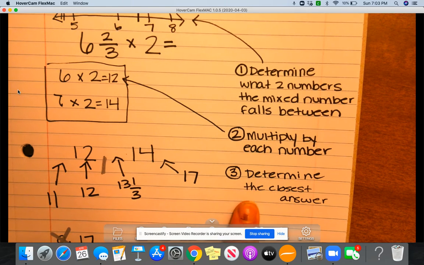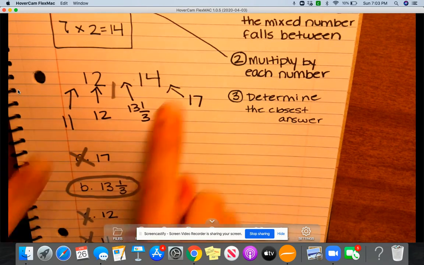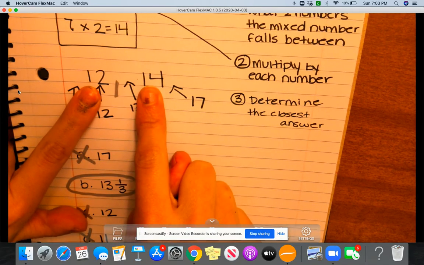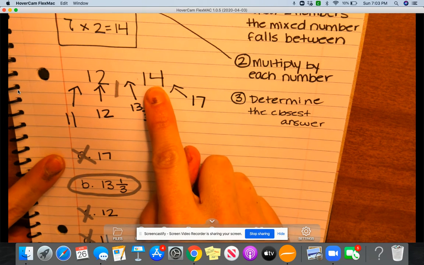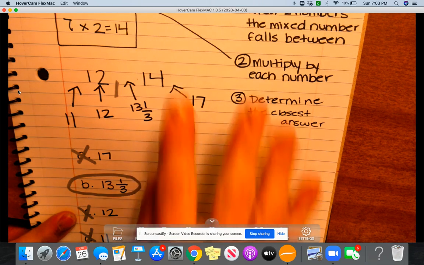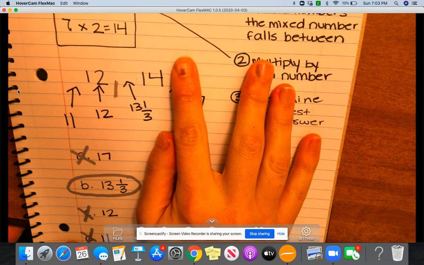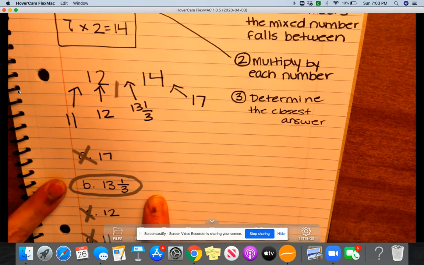Now we need to determine the closest answer from our multiple choice, which is on the bottom here. So we know we've got 12 and 14. We know the answer is going to be in the middle somewhere. Can it be 17? Nope, too big. Can it be 12? Nope, because it can't be there because we have 2/3 still to multiply by. Can it be 11? Nope, too small. So our answer is 13 and 1/3.